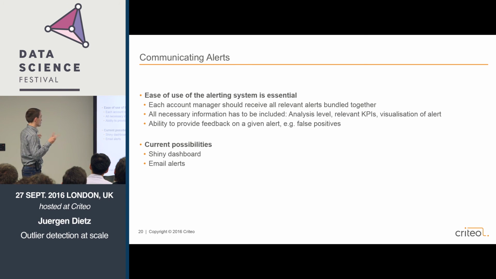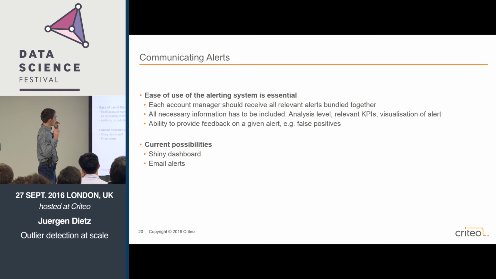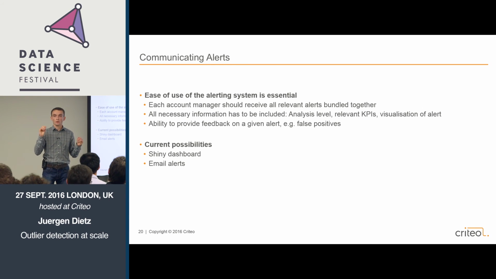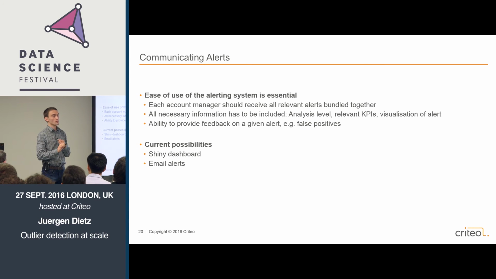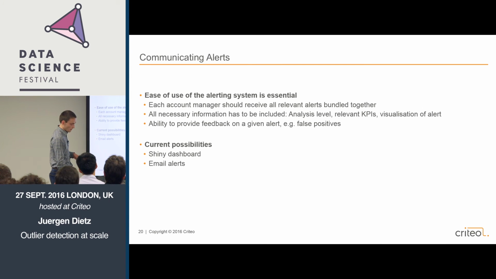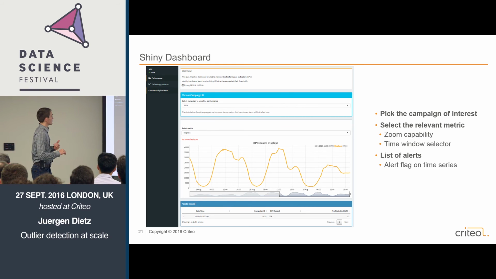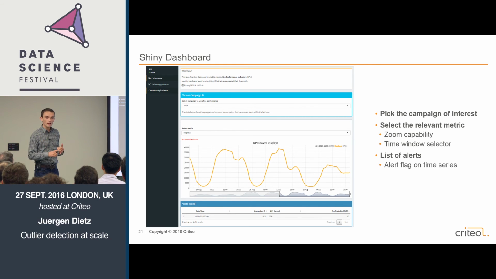So at the moment we have two ways of raising and communicating the alerts. Our amazing PhD students built a Shiny dashboard for this. And we have a different system already in place, which sends out emails with all the alerts bundled together. So we'll have to see which one we eventually go for, but I quite like Shiny. I don't have a demo of the Shiny page because I broke it recently.